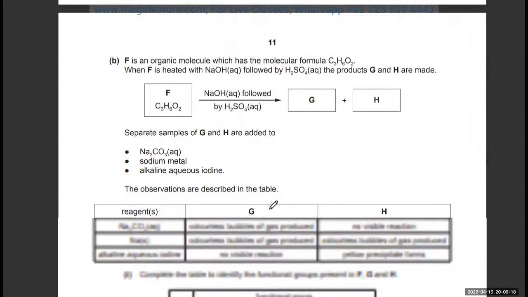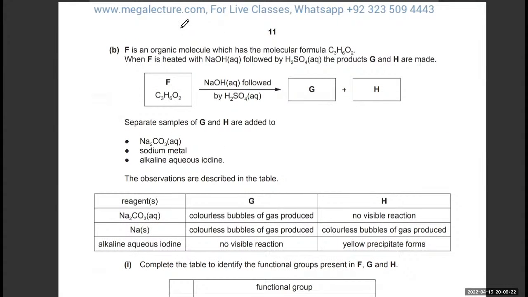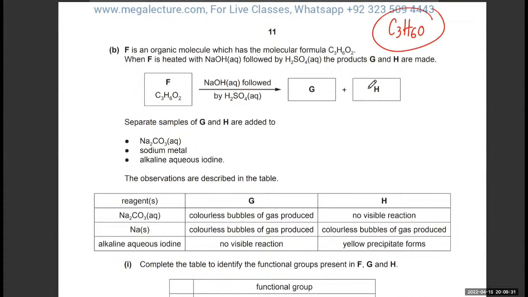And then you have the last part. F is an organic molecule which has the formula C3H6O2. This one is kind of a difficult question. When F is heated with NaOH followed by H2SO4, the products G and H are made. So that is hydrolysis, it's breaking up. There's an O2 as well, so this thing is breaking up.